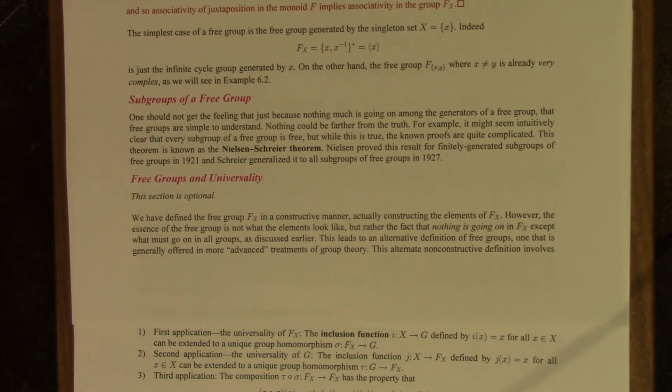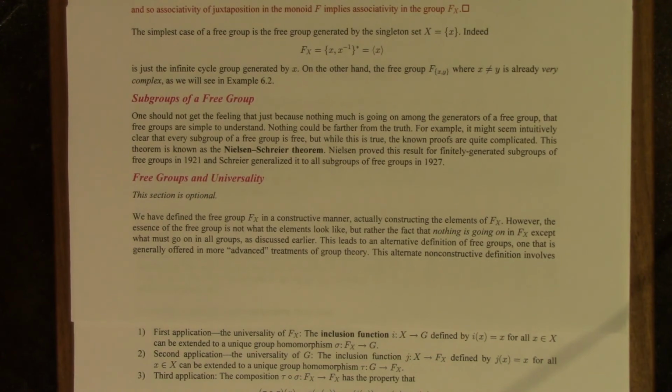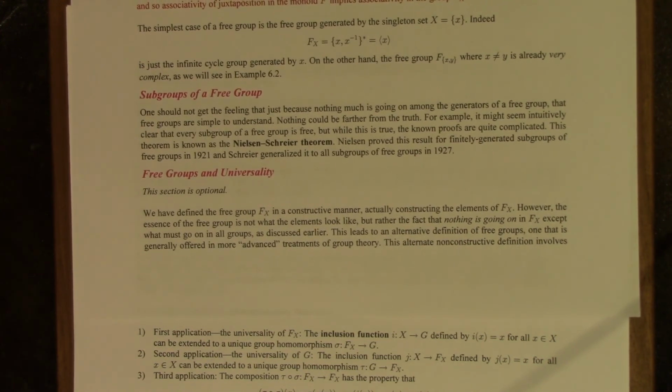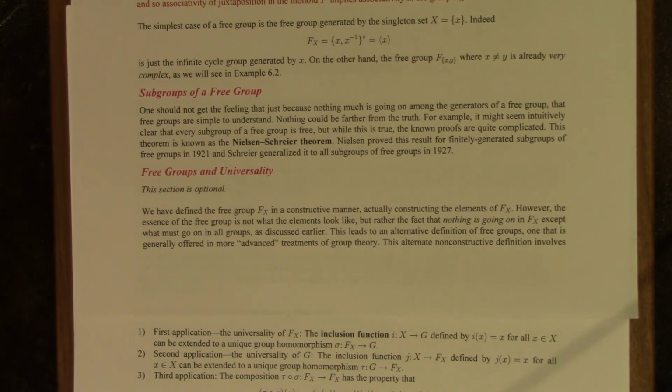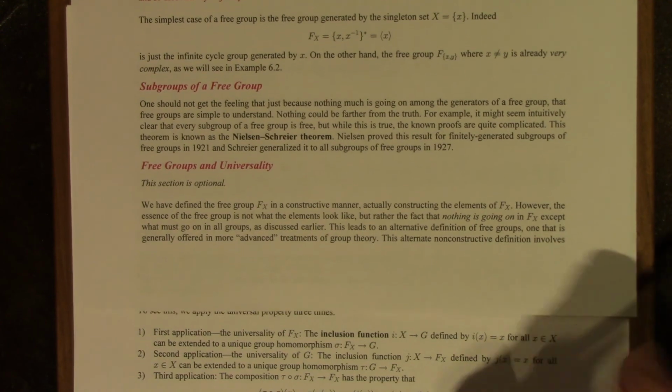Nielsen proved the result for finitely generated subgroups of a free group in 1921. It wasn't till 6 years later that Schreier generalized it to all subgroups of a free group. So this is a bit tricky stuff.